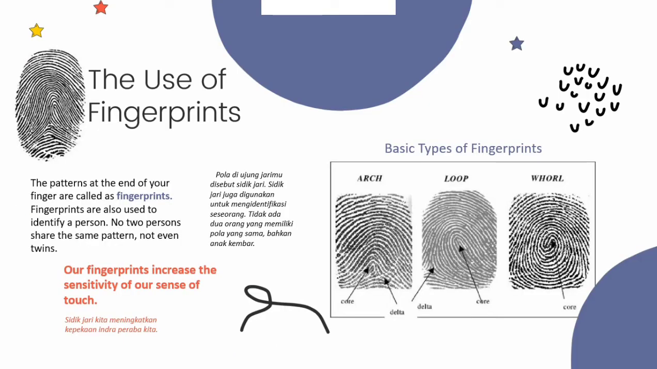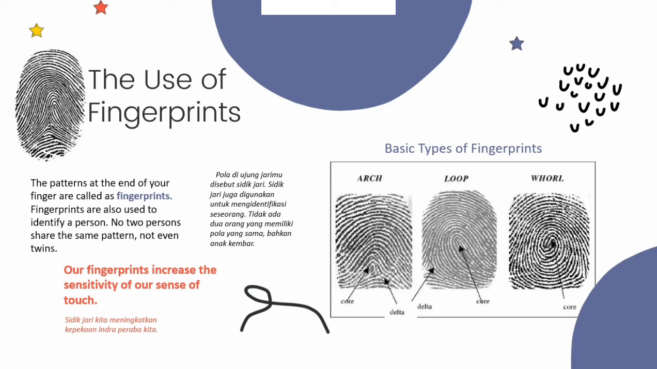Now let's see. Do you notice the patterns on your finger? The patterns at the end of your finger are called fingerprints. Fingerprints are also used to identify a person. No two persons share the same pattern, not even twins. Our fingerprints increase the sensitivity of our sense of touch.